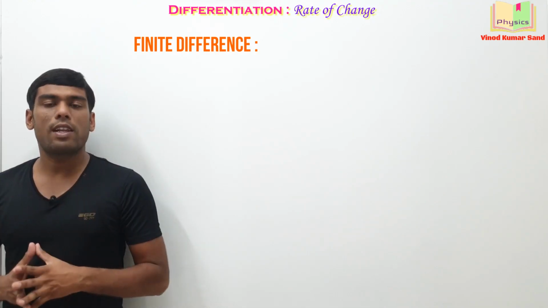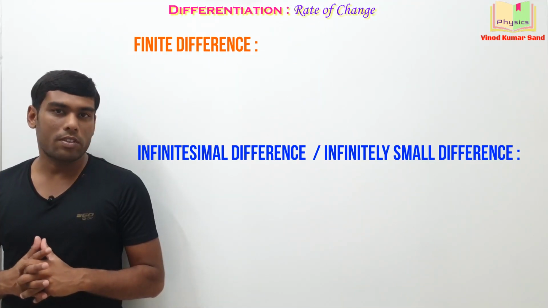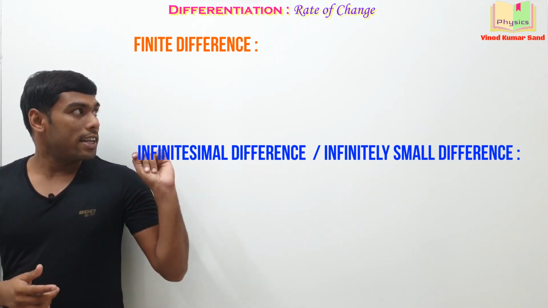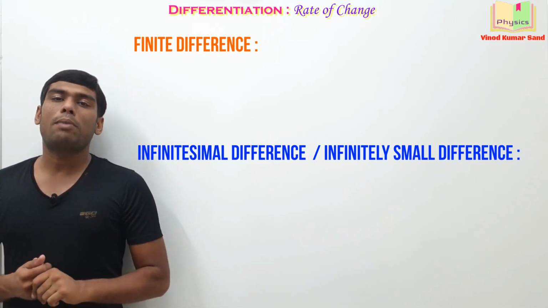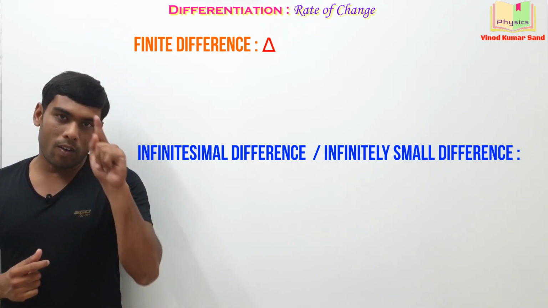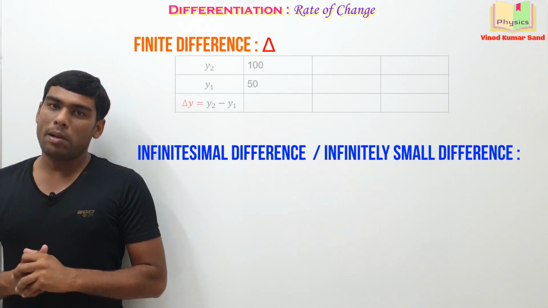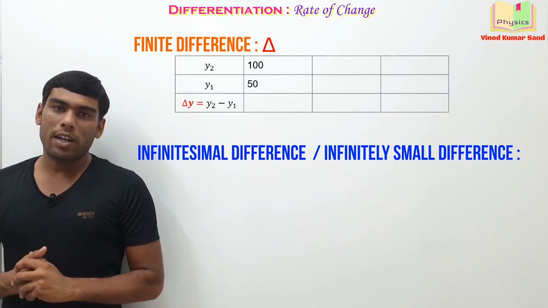Fine. In order to learn differentiation in a better manner, first we should learn about the finite difference as well as the infinitely small difference. So let's start with the finite difference. The finite difference is indicated by the symbol delta, or this triangle. You can see it on the board. We have a table where the values of y2 and y1 are given.